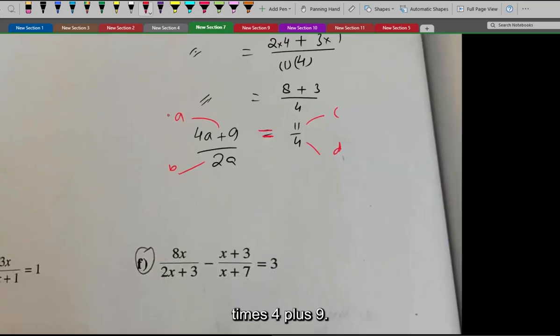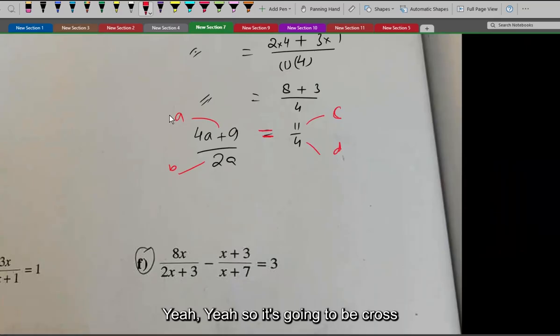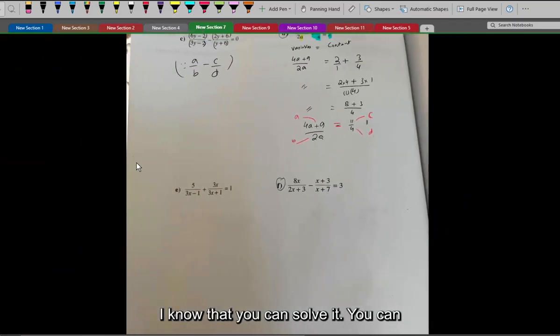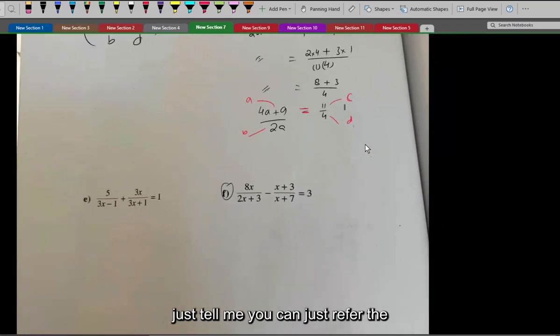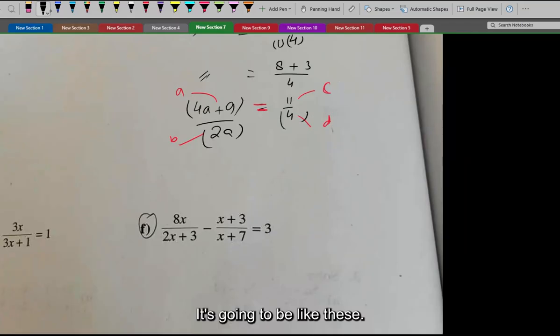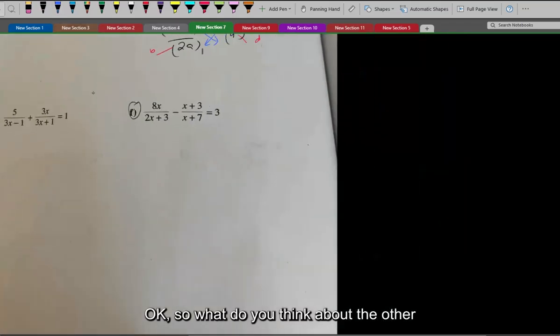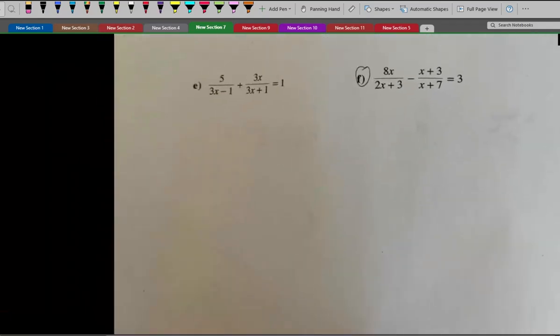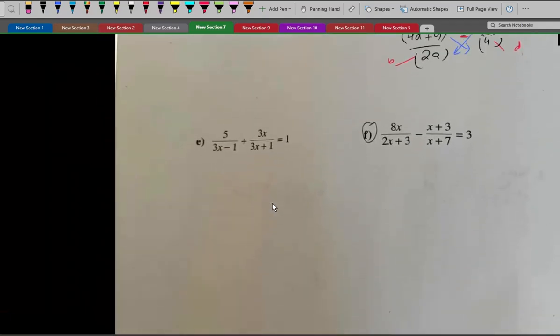Um, we're gonna do like 4 times 4a plus 9. Yeah. So it's going to be cross product, right? Yeah. Okay. I know that you can solve it. You can just tell me, you can just refer the property or the rule that you're going to follow. So it's going to be the cross product. Okay. So it's going to be like these. Okay. So what do you think about the other ones?